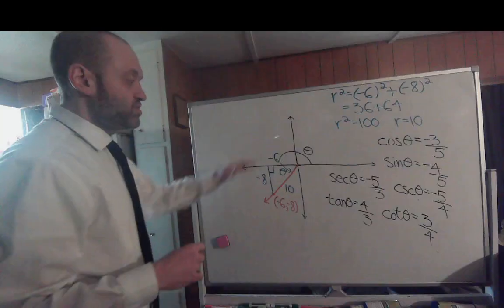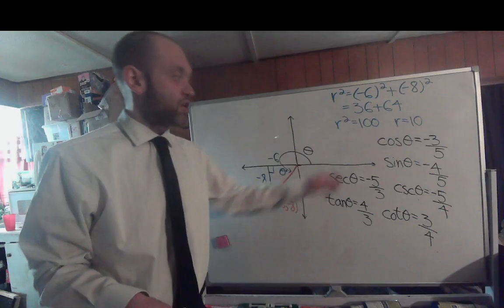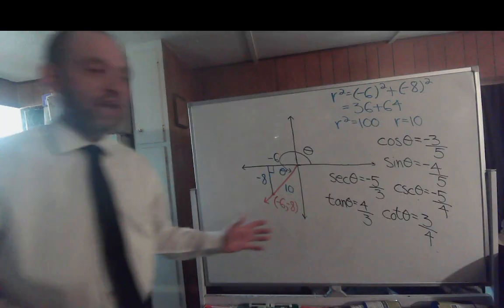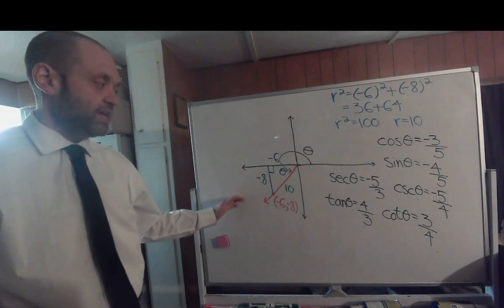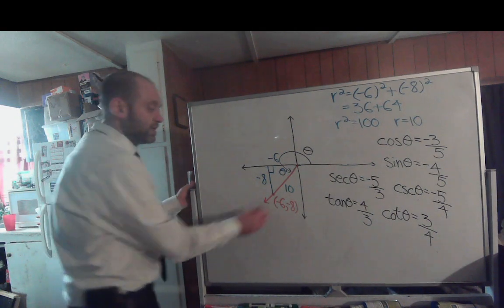So you see, just like the last lesson, everything's holding true for your cosine and sine and tangent and cotangent and secant and cosecant values as far as being positive and negative, because we're in the third quadrant here. And I got plenty more.